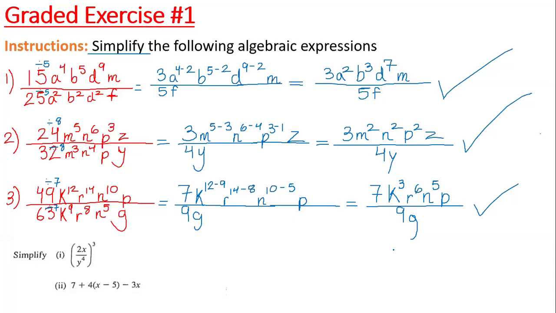I got 2 out of 3 because I messed up number 2. Anyone 1 out of 3? 0 out of 3? Everybody dead quiet. 0 out of 3?